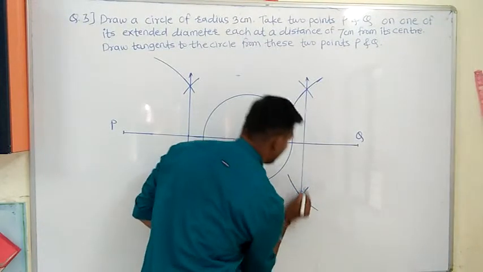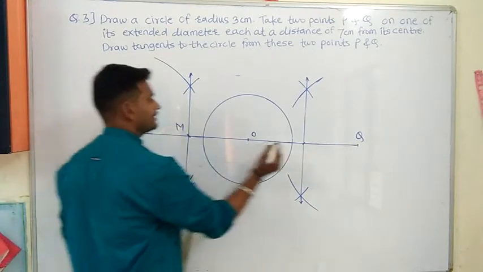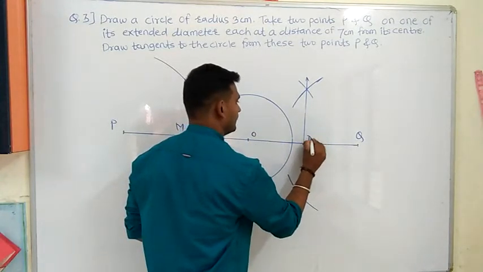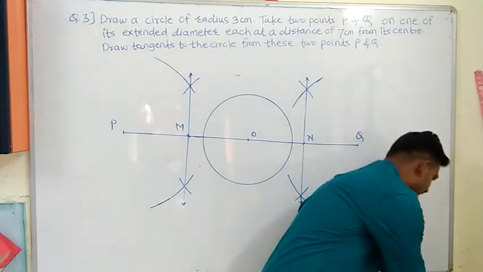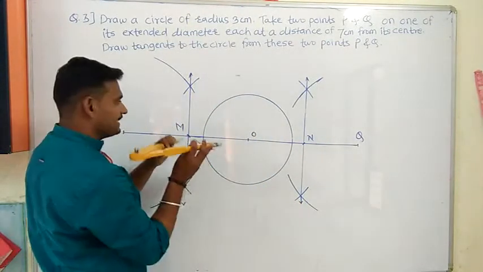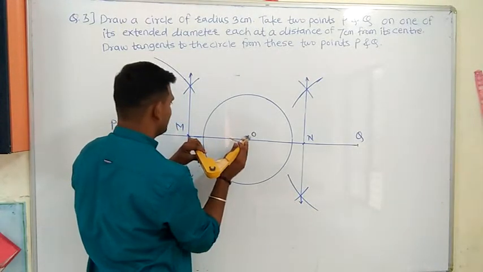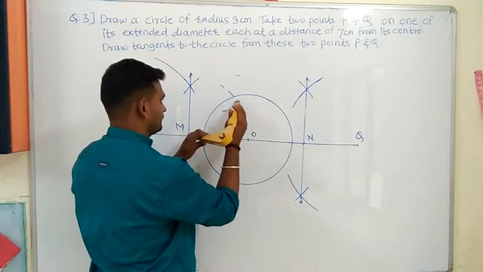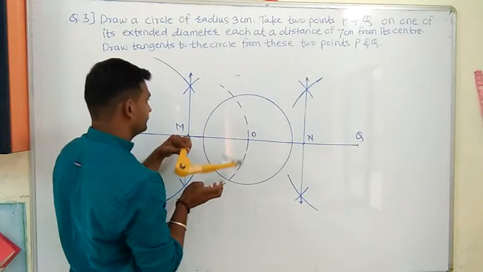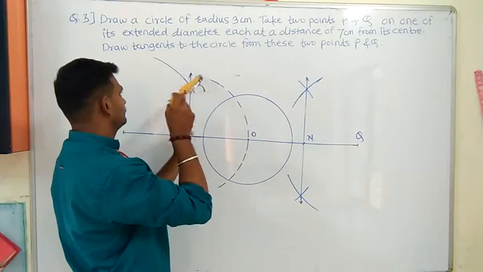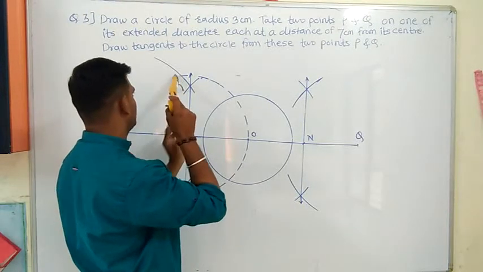Now where this line intersects the line OQ, mark this point, and I will name these as point M and point N. After this, what is the next step? The next step is to take a distance in the compass, put the compass at point M, take the distance OM, this much distance, and draw a circle.